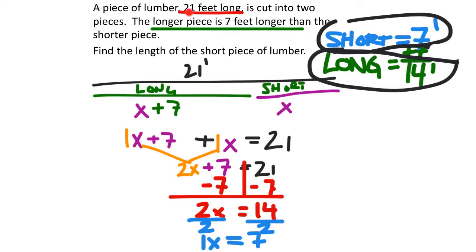Well, I would say, what if one piece is 10 feet and the other one's 11 feet? So I know it's 21 feet, but now it's not 7 feet longer. And then I can continue to adjust those two numbers so that they're still 21 feet long, but I want to adjust them until they're 7 feet longer.